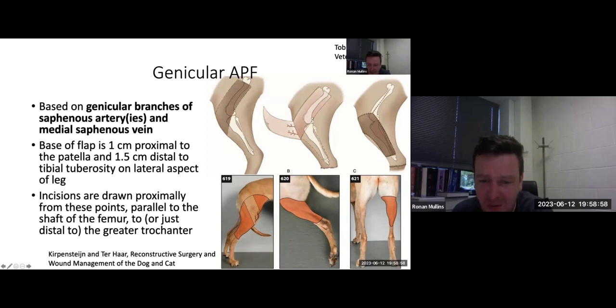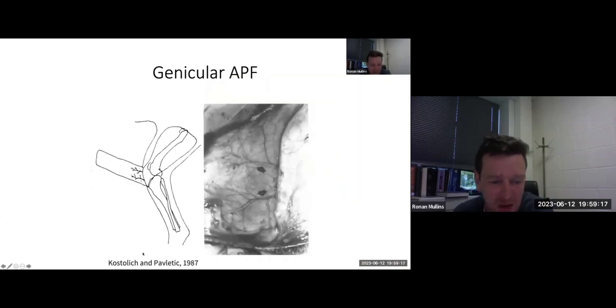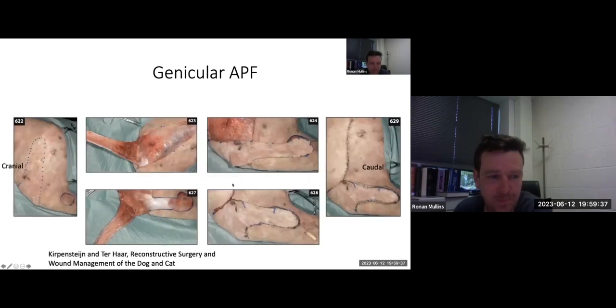So this flap is quite useful for rotating down in this region here of the lateral crus. It can be used on the medial aspect of the crus as well, and the caudal aspect. This flap is based on the genicular branches of the saphenous artery and medial saphenous vein. There's a nice image here from an older paper with Pavletic. This here would be the patella. Here's the patellar ligament, or patellar tendon, and the insertion onto the tibial tuberosity. And you can really nicely see these genicular branches of the saphenous artery and medial saphenous vein.